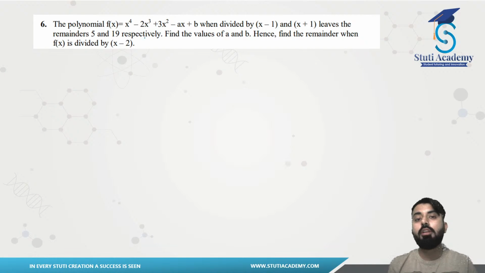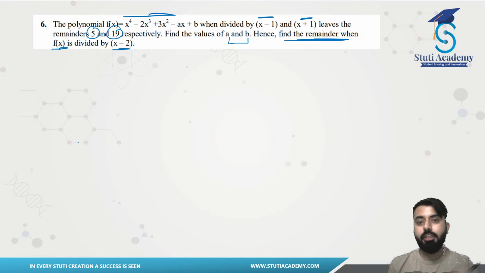It is this one. See, we have this one. If the polynomial, when divided by x minus 1 and x plus 1, leaves the remainder 5 and 19, then find the value of a and b. Hence find the remainder when f of x is divided by x minus 2. Now guys, see, this question is quite lengthy.